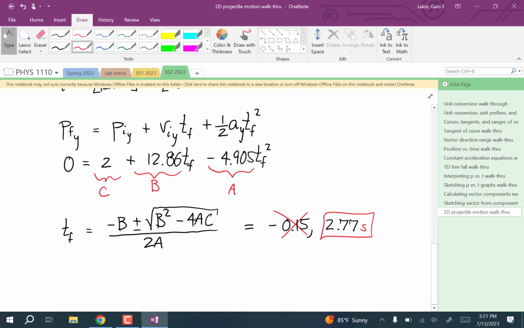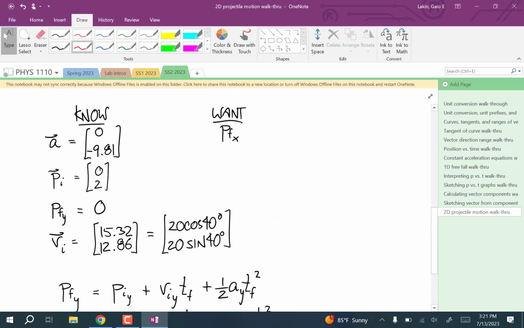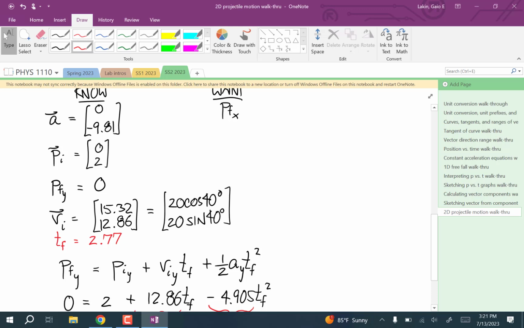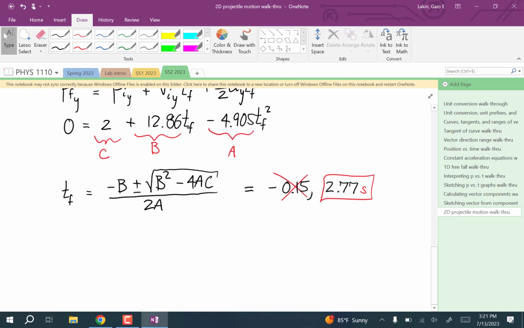Okay, now that we know TF, we can go back to this. Now we have this additional bit of information. TF is 2.77. So now, is there an equation that has PFX in it and everything else in it is known? Pause the video and see if you can come up with an equation that works. Well, the one that should work here is PFX is equal to PIX plus VIX TF plus 1/2 AX TF squared.